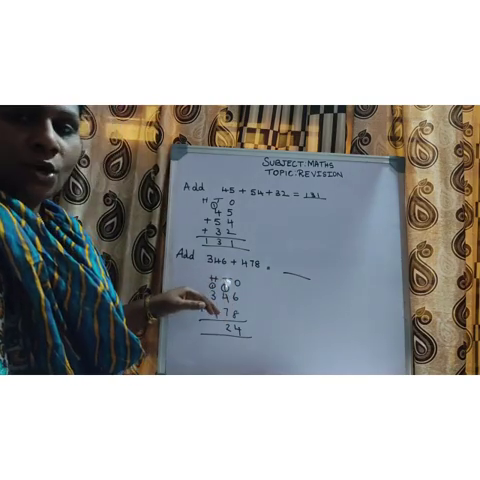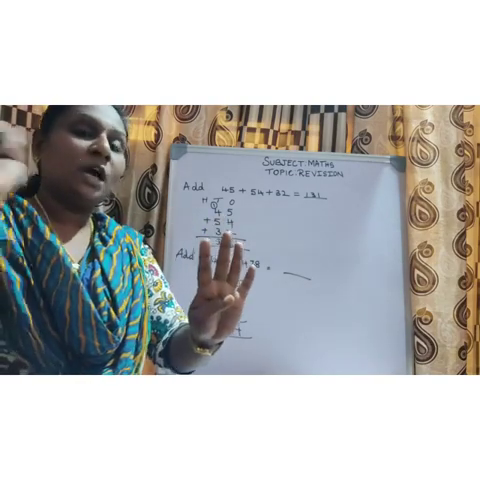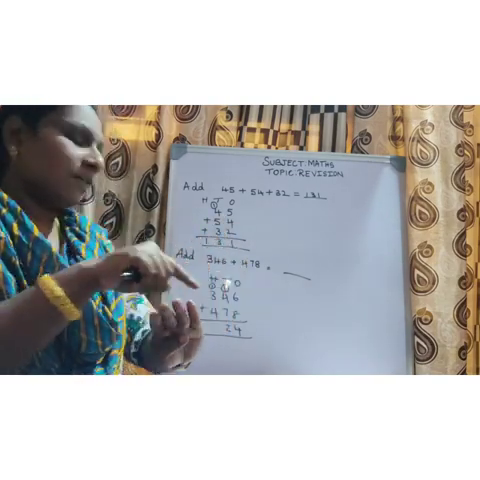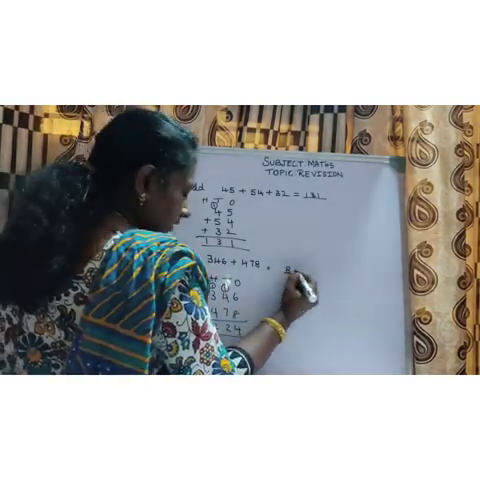So 3 plus 1 is how much? 3 plus 1 is 4. 4 plus 4 is, 4 in your mind, 4 show it in your finger. After 4, 5, 6, 7, 8. So this is the answer and you can write the answer here.